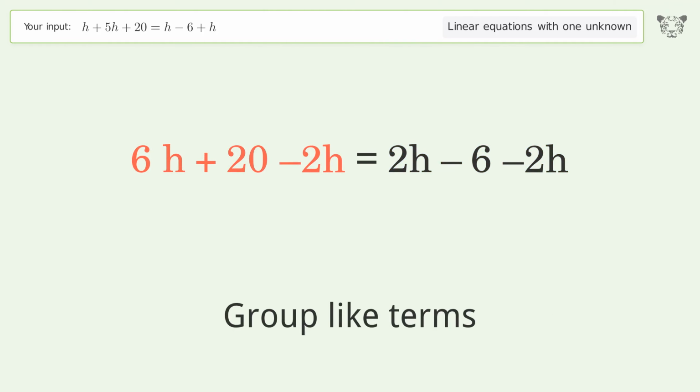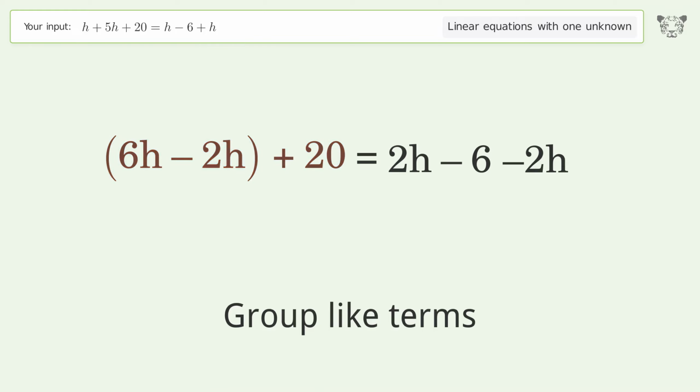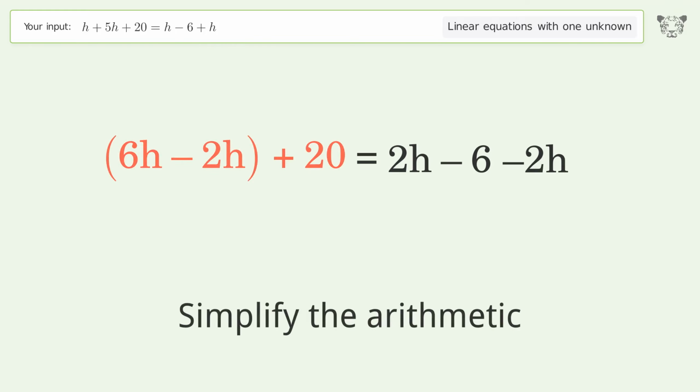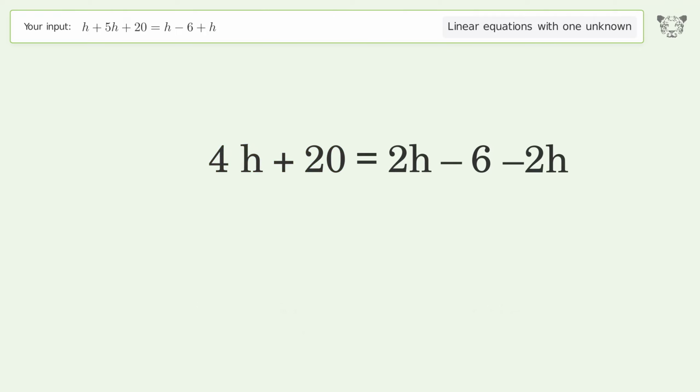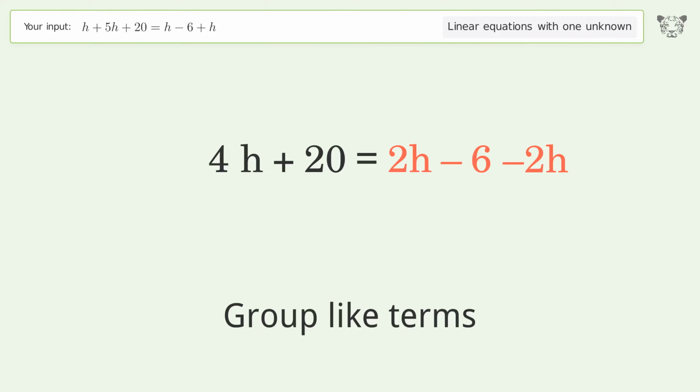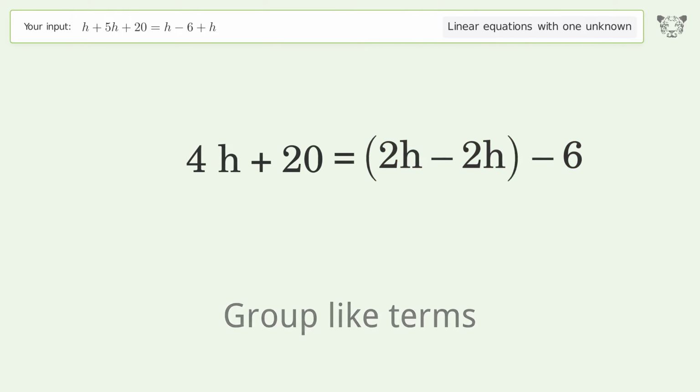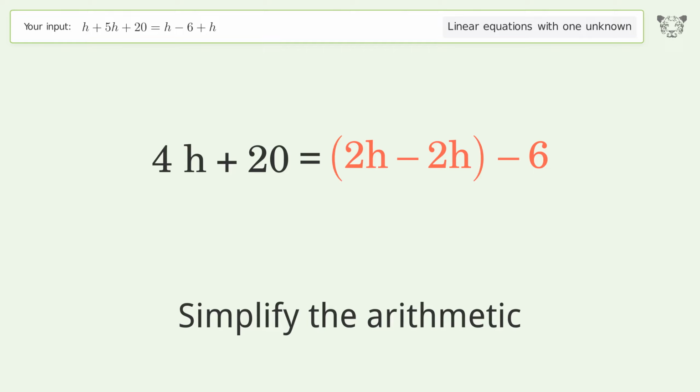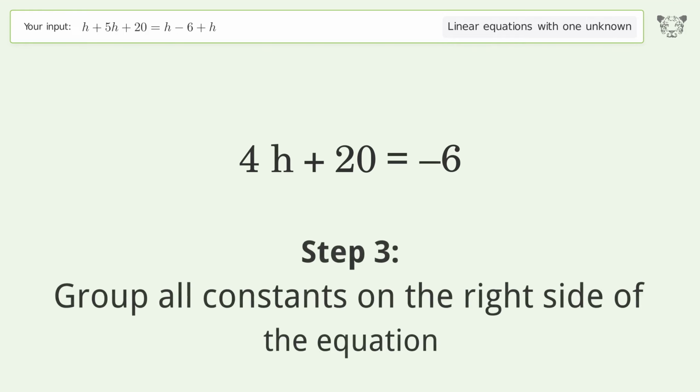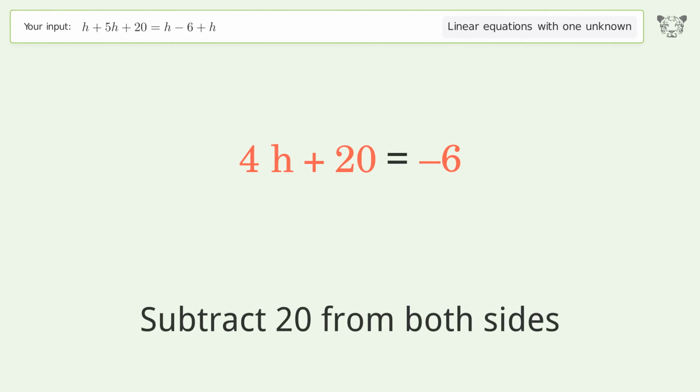Group like terms. Simplify the arithmetic. Group like terms. Simplify the arithmetic. Group all constants on the right side of the equation. Subtract 20 from both sides.